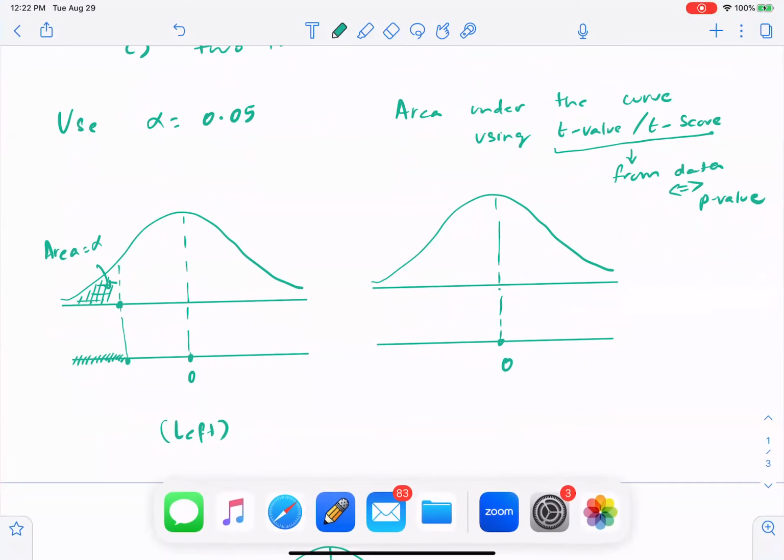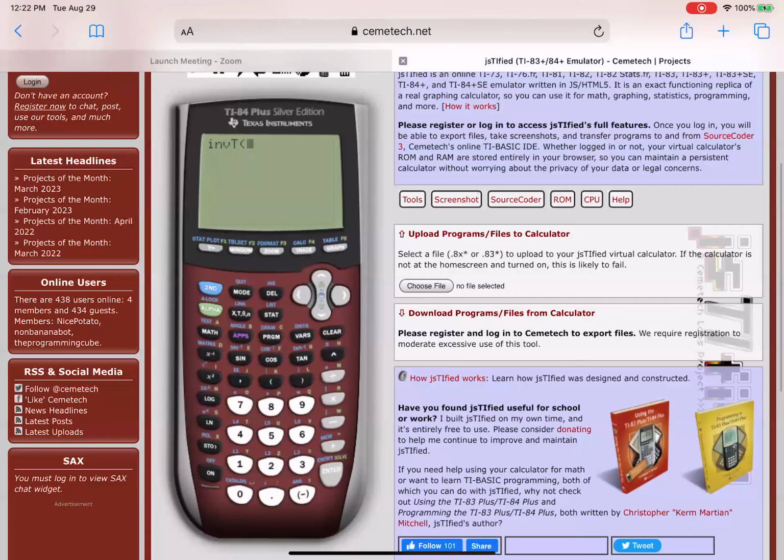So back to calculator, 0.05, comma, degrees of freedom. In our case, I've given degrees of freedom to be 16 in the problem. Getting a negative number, all is well. Answer is negative 1.746.